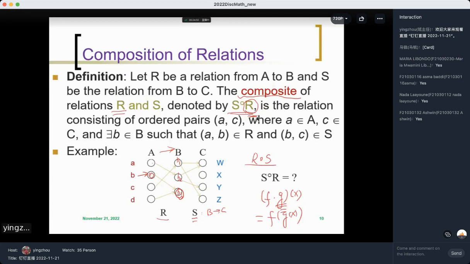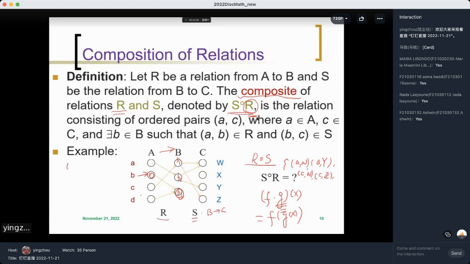And C is okay. C can reach B1, and B1 can reach W and Z. So here we can write down the result. We mentioned that A can reach W, so A, W, and A can reach Y, so A, Y. From B, there is no way. From C, we go through B1, and B1 can reach W and Z, so we can say C, W and C, Z.